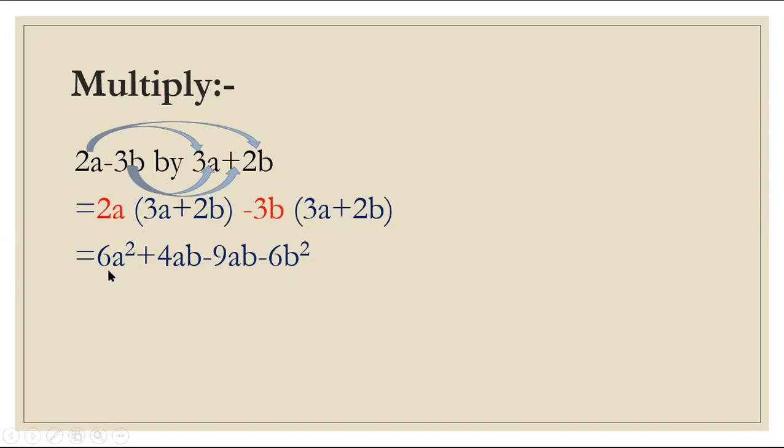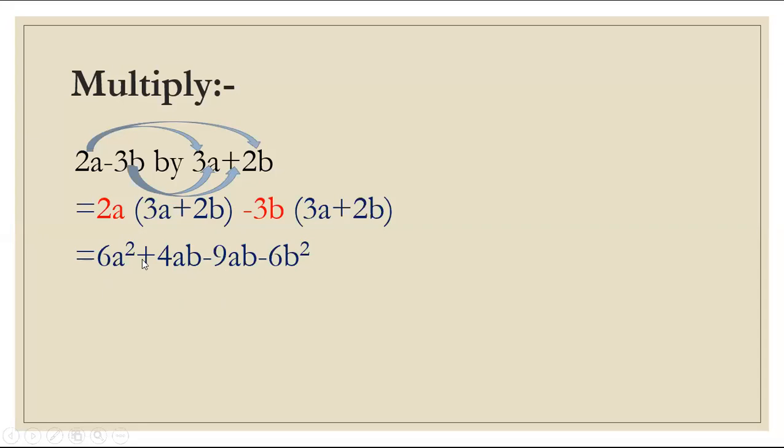Now, can you add these four terms? No, we cannot add all four terms because variables with the powers are different. So 6a square will be written as it is. What about the center two terms? The terms which are written in the center. Look at these two terms. These terms are having the variables ab and ab. That means we can add them.